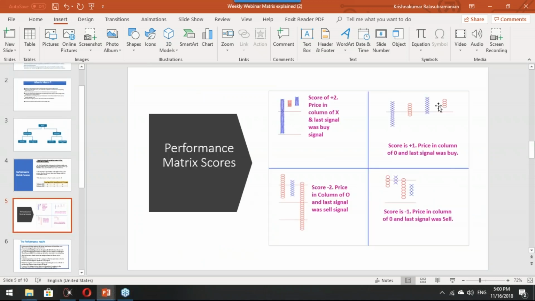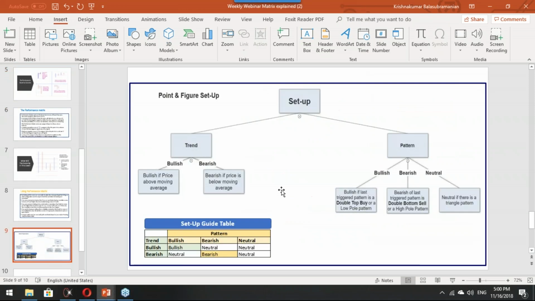So we are basically talking about this kind of a scenario, right? Wherein a buy signal has been triggered and we are in a column of O. The performance score will be +1, but as far as the setup is concerned, it will still be a bullish setup. Does that answer your question, Soman? So the pattern will still be considered as bullish.